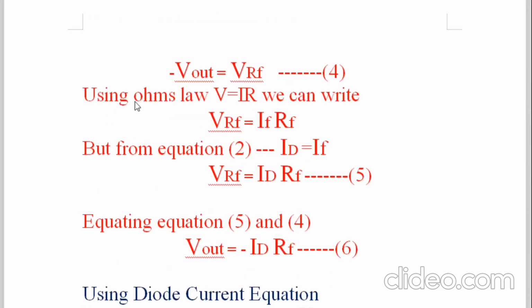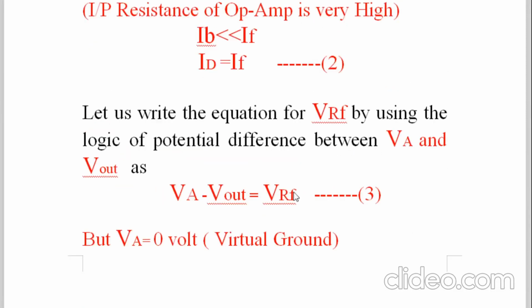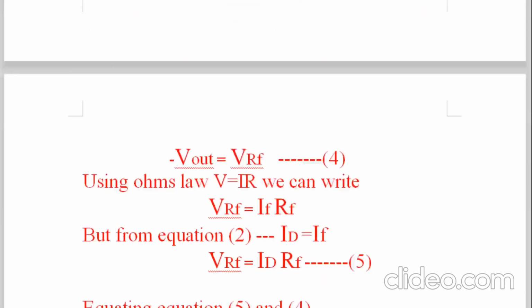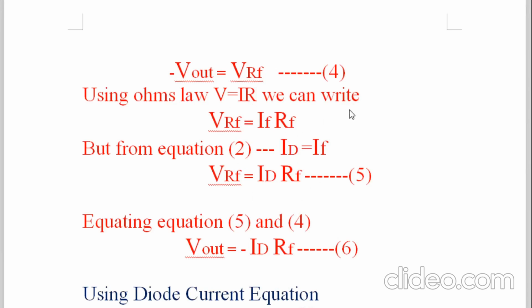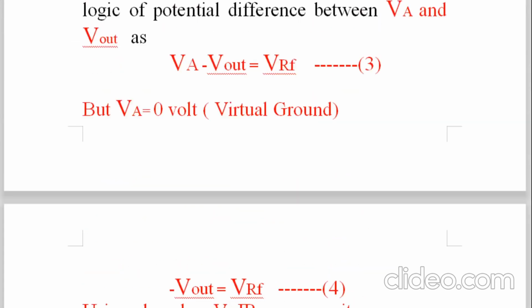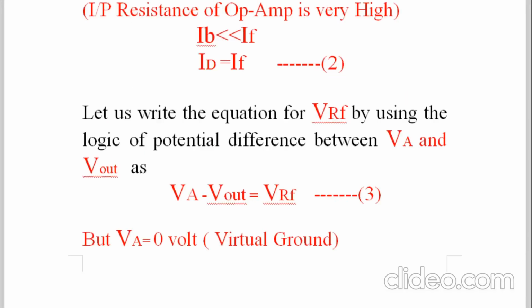Now by using Ohm's law, V is equal to I into R, we can write the same voltage across the feedback resistor by this logic. VRF is equal to IF into RF. IF is the current flowing through the feedback resistor. RF is the value of the feedback resistor. But from equation number 2, ID is equal to IF. From equation number 2, we have already derived ID is equal to IF. Therefore, let us substitute that ID is equal to IF.